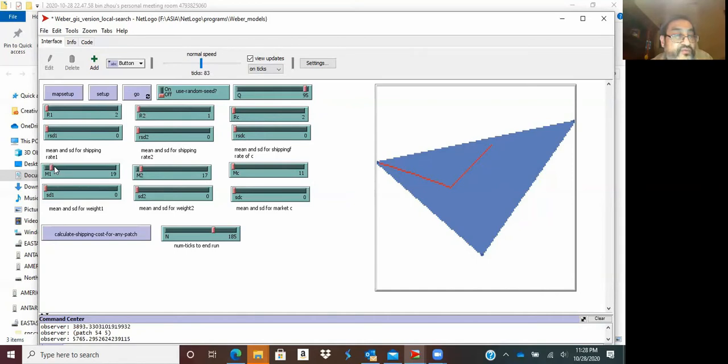This time material 1 became really heavy. It's 19. Let's make it not that heavy. Okay, let's see. Okay, stop right there. The best location occurred right there.